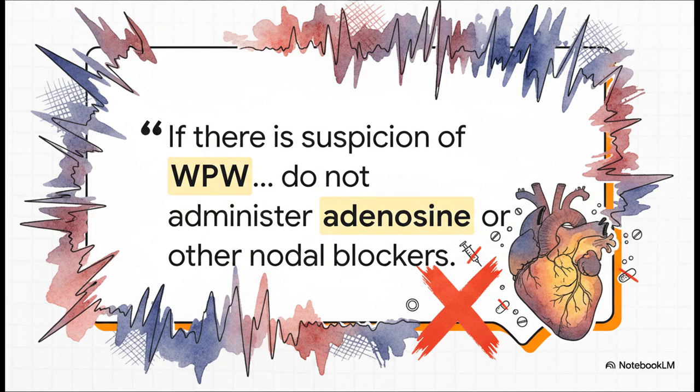Okay, huge red flag here, a major warning. If you have even the slightest suspicion that your patient might have Wolff-Parkinson-White syndrome, WPW for short, do not give them adenosine or any other nodal blockers. I repeat, do not. In a WPW patient, blocking the normal electrical pathway can actually speed up the ventricles to a dangerously fast rate. It's the exact opposite of what you want.